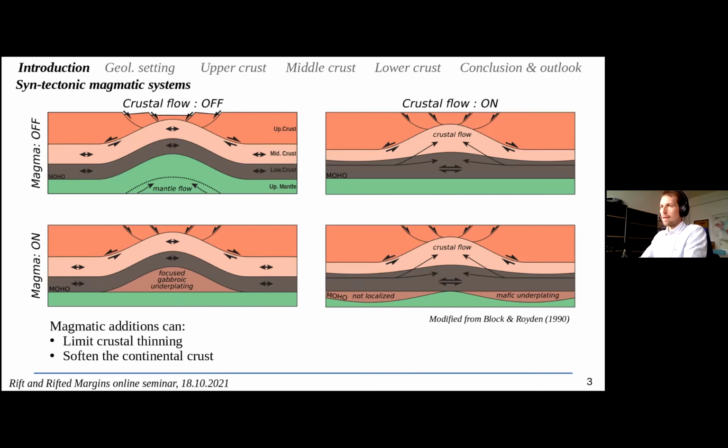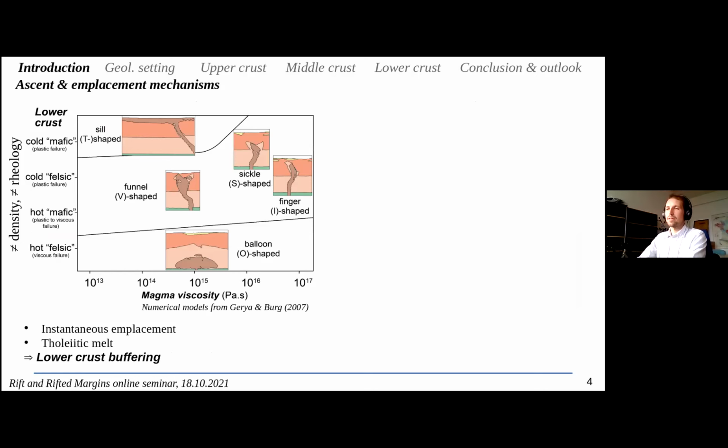And of course, understanding the way magma interacts with continental crust is quite important, because if we take, for instance, the numerical models here of Gueydan and Burg, depending on the density and rheology of the lower crust, the magmatic system will not be constructed the same way. For instance, if we have a cold and mafic lower crust, we will have more sill-type intrusions, whereas if we have cold and felsic or hot and mafic, we'll have more finger-type intrusions.